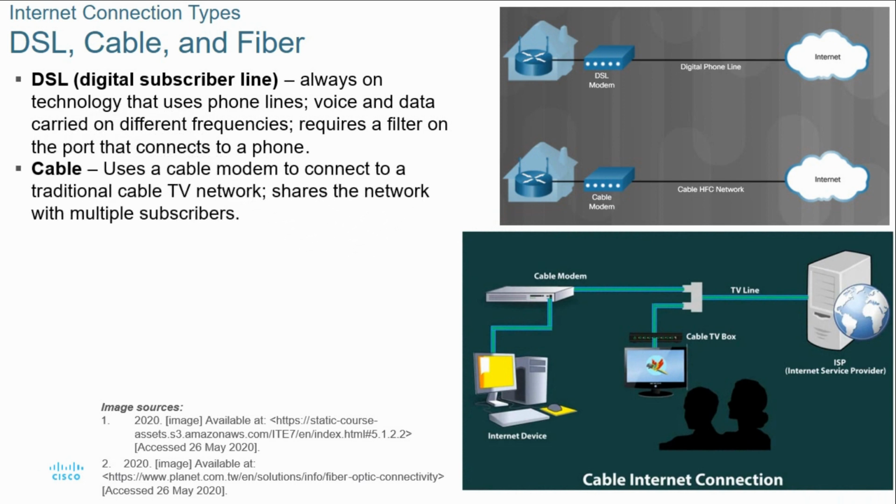Cable internet connection is using coaxial cable instead of telephone lines. Typically, cable television companies are the ones that provide this internet service to the customers. During peak hours, there is a slowdown with the speed because all customers are using it at the same time and they are on the same cable line.